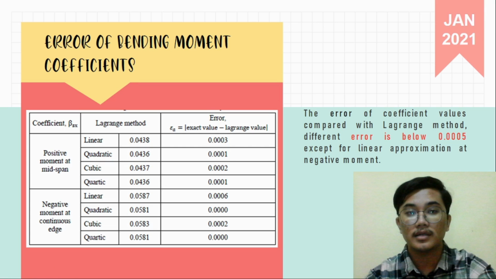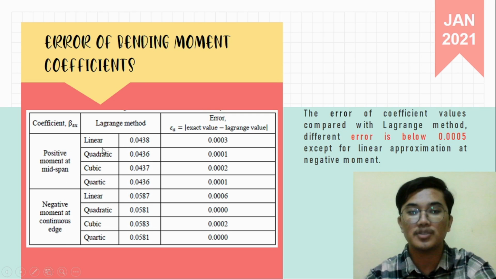Hi, I will present about the error and conclusion. For error, there are two, which are error of bending moment coefficient and error of the bending moment value. So the first one is the error of the bending moment coefficient. There are two places that we need to find the bending moment coefficient, which are positive moment at midspan, and the next one is the negative moment at continuous edge.